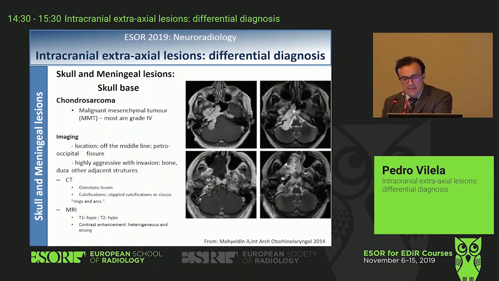In opposition, chondrosarcomas, which are also from the skull base, tend to be off the midline. The chordomas are at the midline, and they can occur from the clivus all the way down along the spinal cord. The chondrosarcomas are off of the midline because they tend to be located at the petro-occipital fissure, so very lateral. They are also osteolytic lesions with a solid component, with high contrast enhancement, and with very aggressive imaging features.